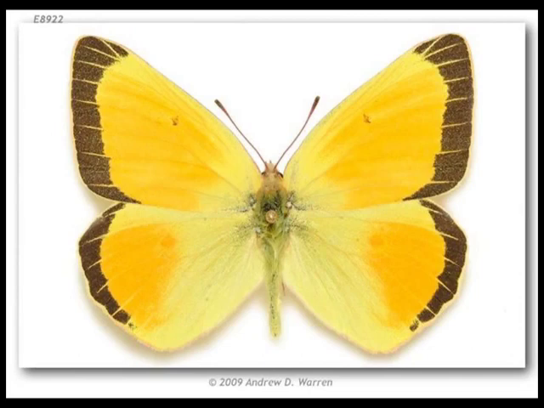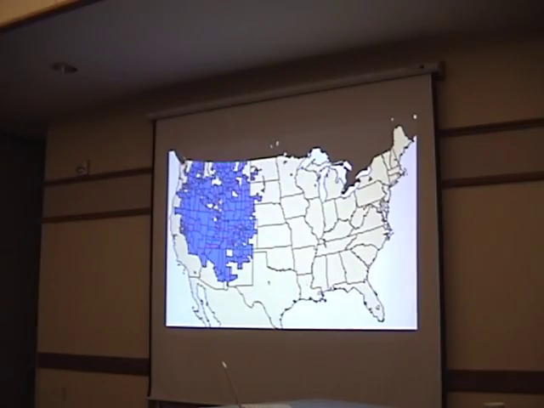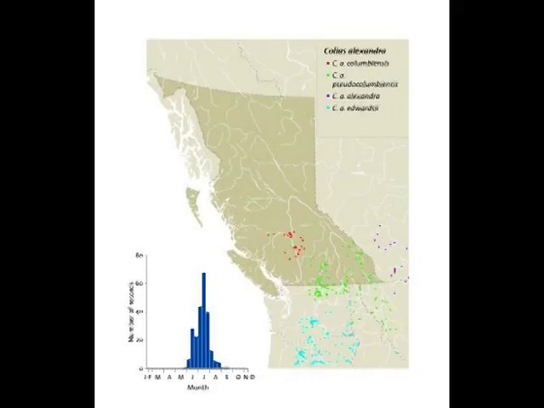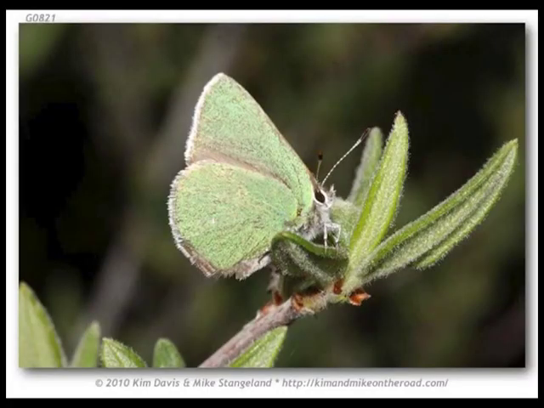This is Callophrys alexandra. That's a cool butterfly. Again, a western distribution with extensions into Canada. Just repeating the theme, okay?